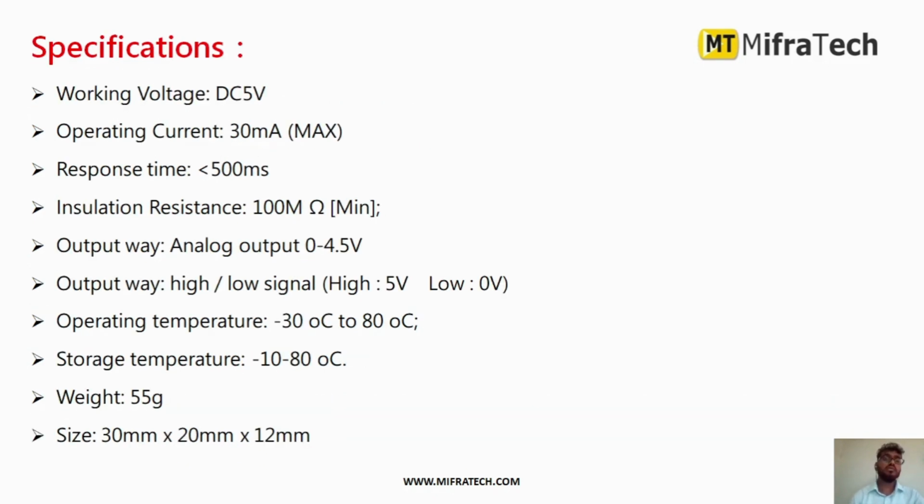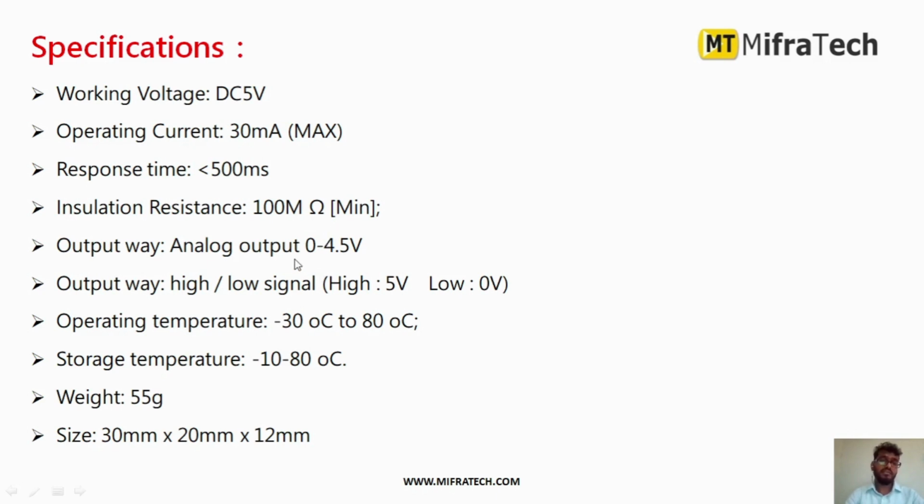So what are the specifications of this turbidity sensor? The working voltage will be 3.3 to 5 volts. Generally we provide a 5 volts DC supply for this module. Operating current will be 30 milliamps. The response time is less than 500 milliseconds. The insulation resistance is 100 mega ohm.